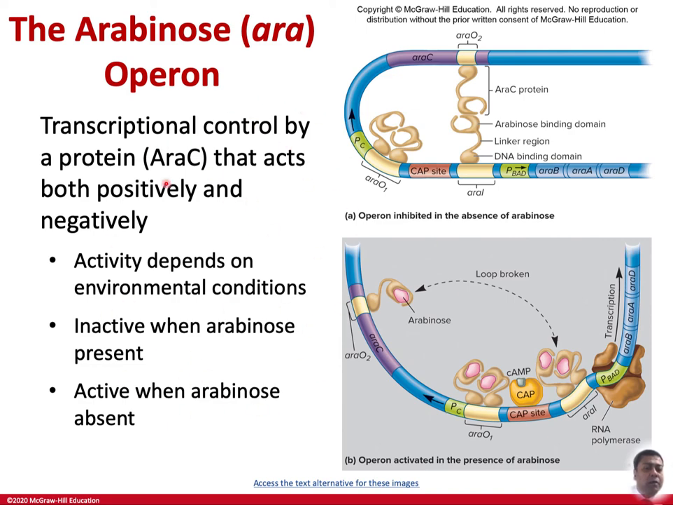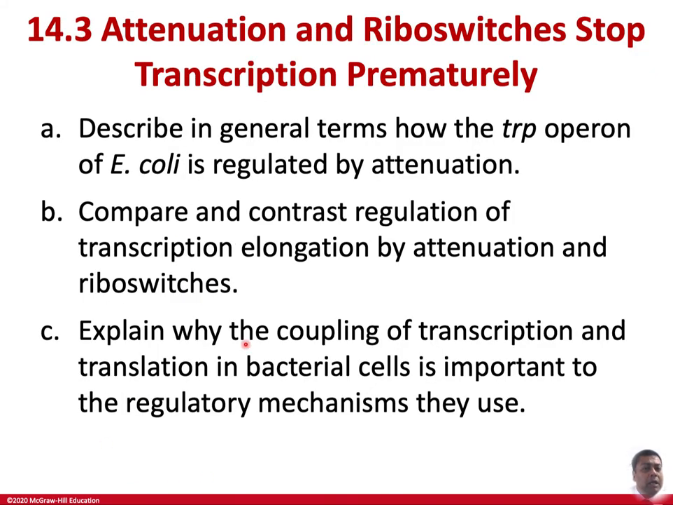And this is an important sugar for the pentose phosphate pathway to make nucleotides. So in the next part we are looking at attenuation and the riboswitches, which can stop transcription prematurely.